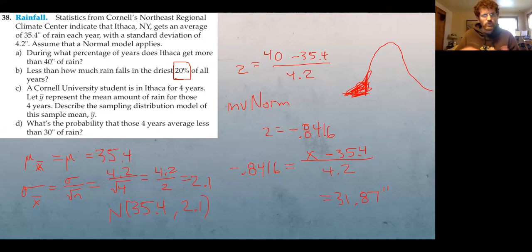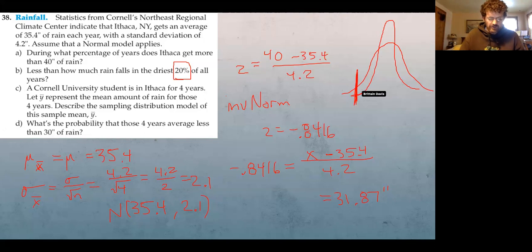And now we can just do one more normal CDF calculation. This is where we'll end it for the day, to figure out what's the probability that those 4 years averaged less than 30 inches of rain. So if I was to superimpose this distribution onto this one in the top right corner, it would look more like this. We're gonna have a smaller standard deviation. So now we're looking at wherever 30 ends up, if it's right around here, what's the probability of it being 30 inches or lower? All right, so let's figure it out.